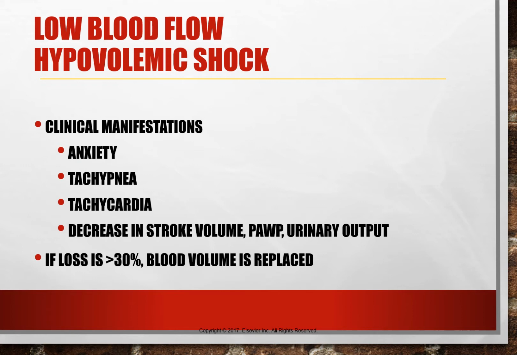Manifestations of hypovolemic shock are similar to cardiogenic shock. They're going to be anxious, tachypneic, tachycardic. However, with invasive monitoring, they have a decrease in stroke volume, decrease in PAP, and they'll have a decreased CVP as well. Urinary output is also decreased because, again, there's not enough blood or body fluid to do the body's work, so it's going to sacrifice the kidneys. If loss is greater than 30% of their estimated blood loss, it will be replaced with whole blood.